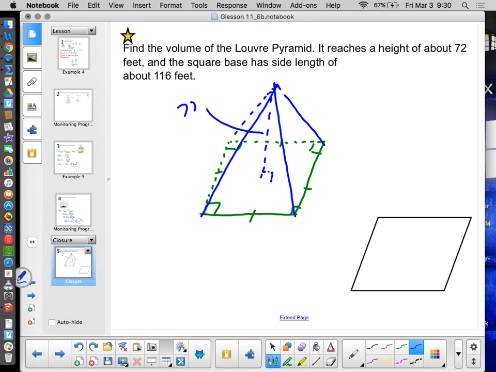So we've got this is 72 feet high, and the side length is 116 feet, and you need to find the volume. Okay, so use your volume formula and find the volume of this pyramid. That is your final problem for the day.